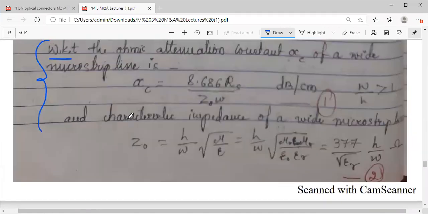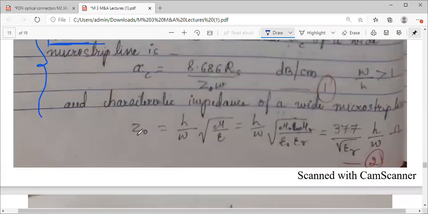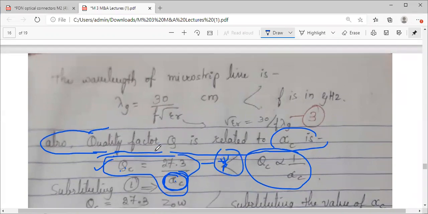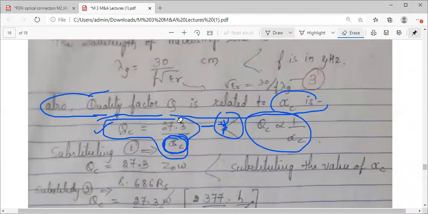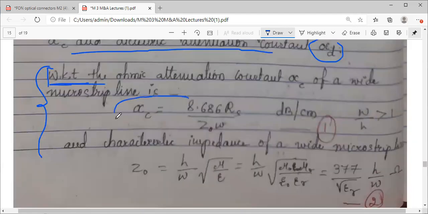So now let me go back to this. I started the expression determination with this step, but I should start with this. Quality factor Q is related to alpha C by this. You can give this equation some number, star equation. Then we know that in this equation, QC is equal to 27.3 divided by alpha C. The alpha C equation we have already derived for ohmic losses. Alpha C is 8.686 RS, the skin resistance, divided by Z naught into W. This is the equation, we know it already.